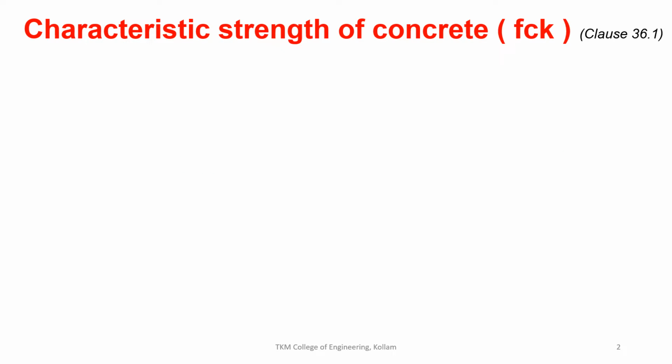The first thing is the characteristic strength of concrete, denoted by fck. From now onwards, it is actually the naming for the concrete. If you say fck is 20 Newton per mm square, it means the characteristic strength of the concrete is 20 Newton per mm square. If fck is 25, then it is 25 Newton per mm square. That is, the concrete grade will be denoted by its characteristic strength.